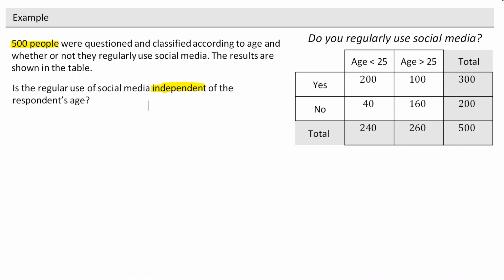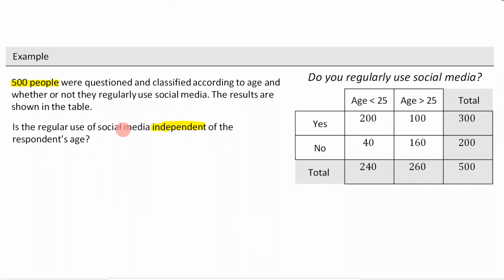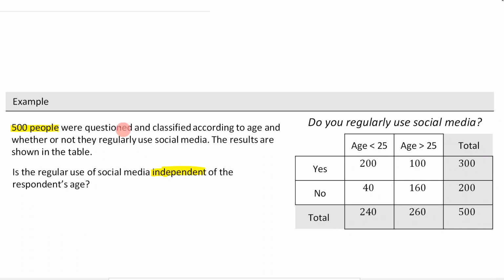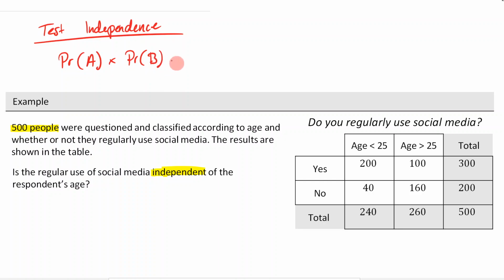So to answer this question, we're first just going to remind ourselves of the rule. You don't need to write this down, but you do need to have this in your mind. To test independence, what you do is you go, is the probability of A times the probability of B equal to the probability of A intersection B? Because this is only true if and only if A and B are independent.